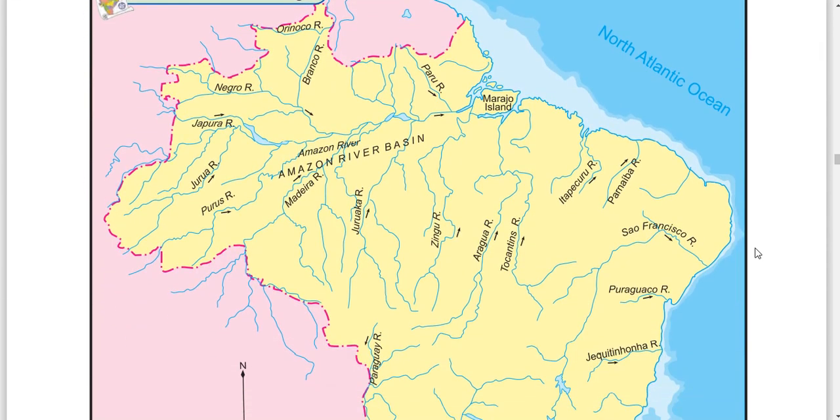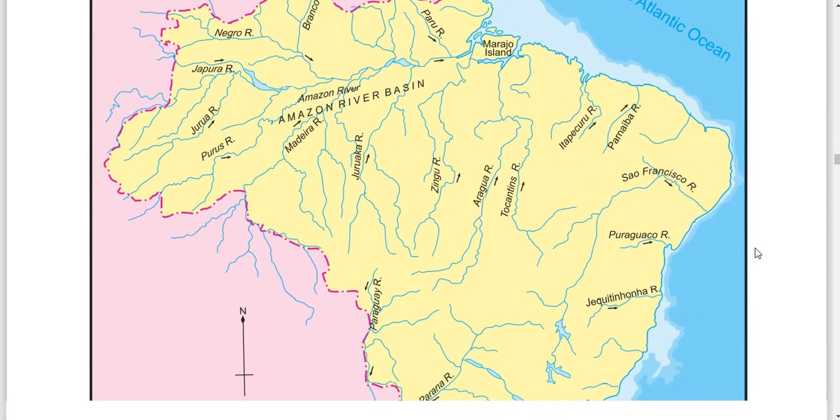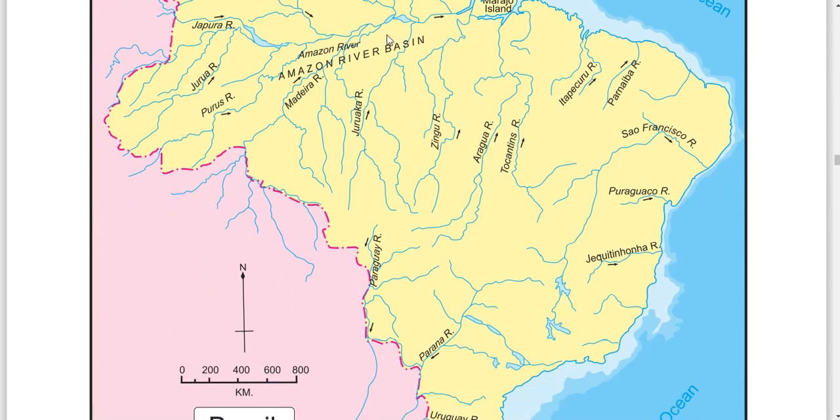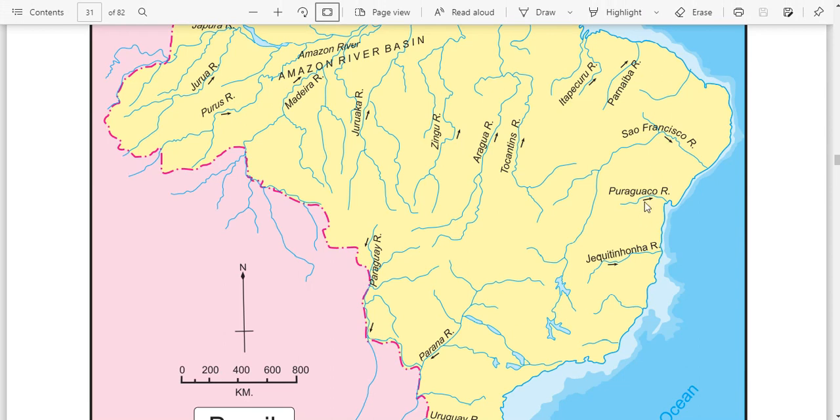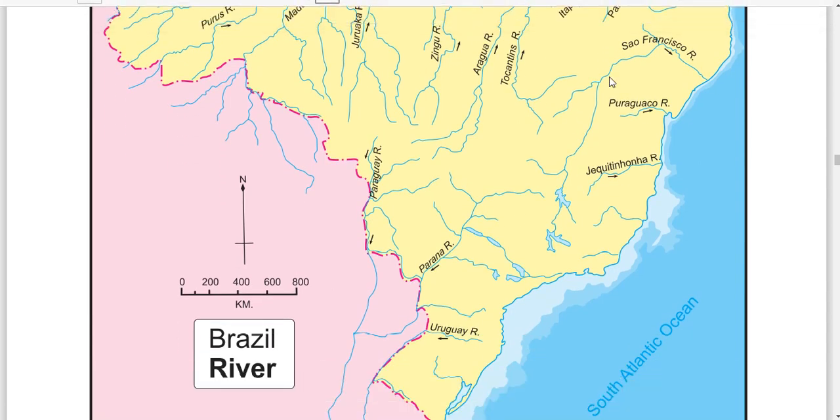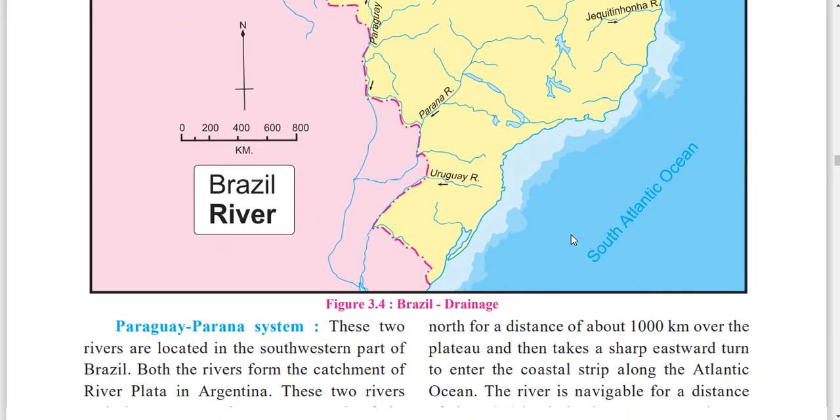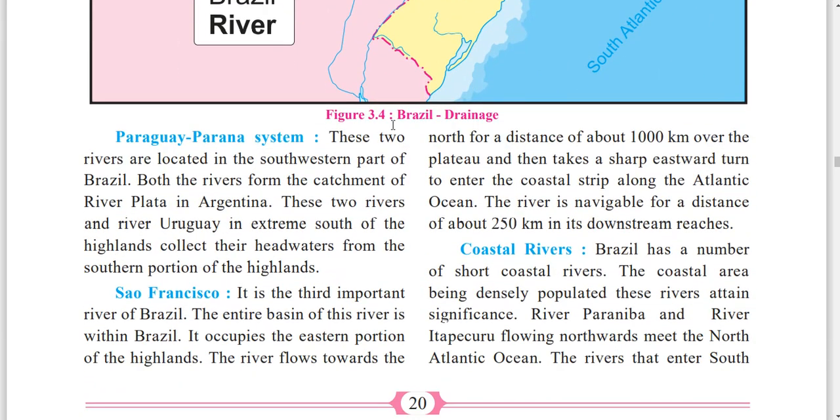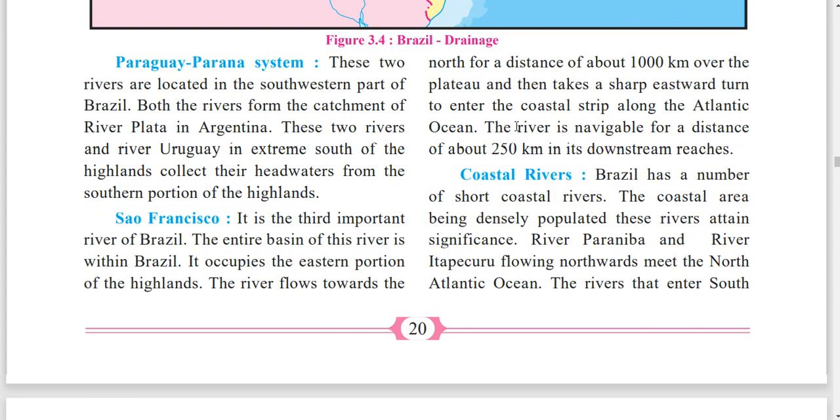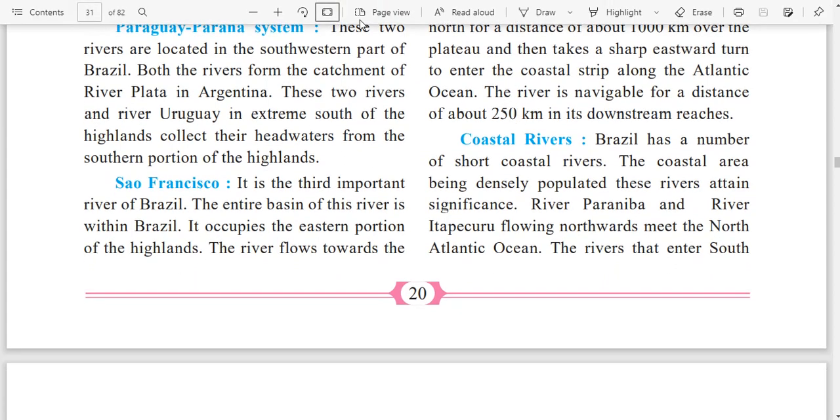This is the river map of Brazil. All the rivers are shown in this. You should read all the names of the rivers by watching this map. Do it yourself, please.